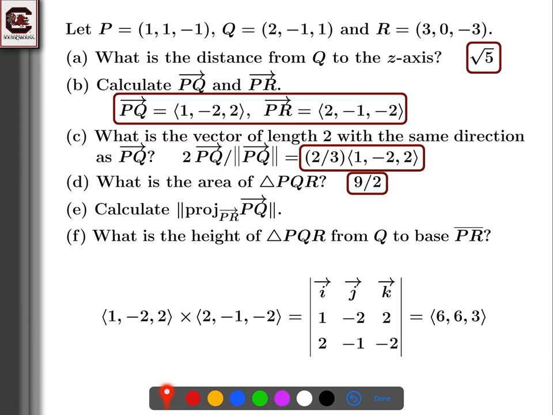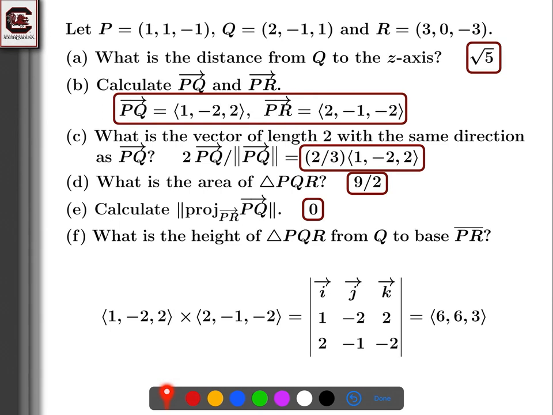So PQ dotted with PR is going to be 2 plus 2, that's 4, minus 4. So it's 0. The dot product of PQ and PR is 0. So since that dot product is 0, when we divide by the length, of course, we're going to get 0. So the projection then, the length of that projection is just 0. So I'll put a 0 here.